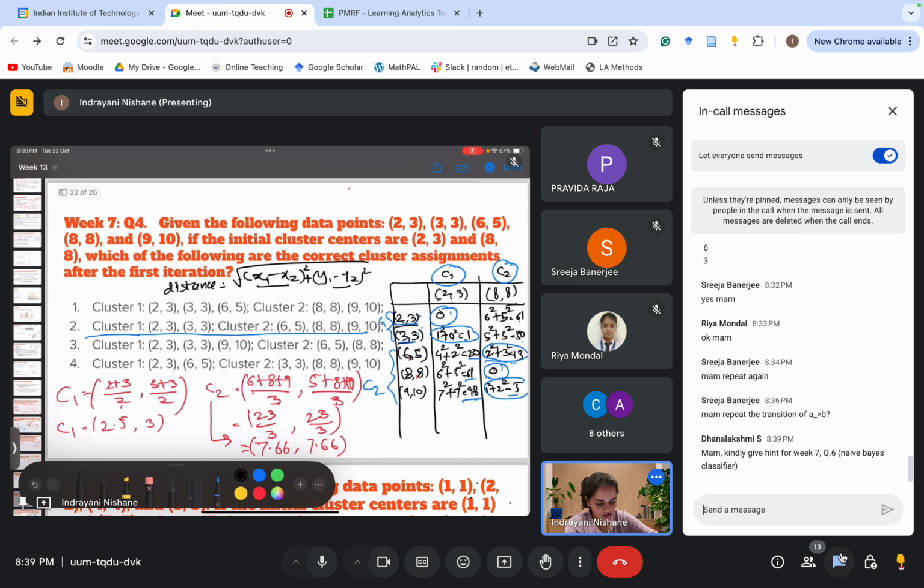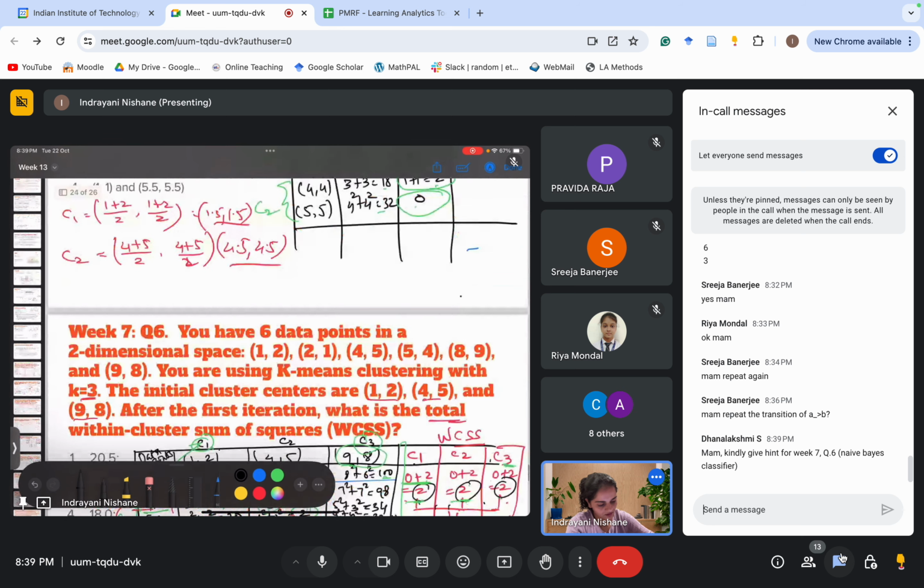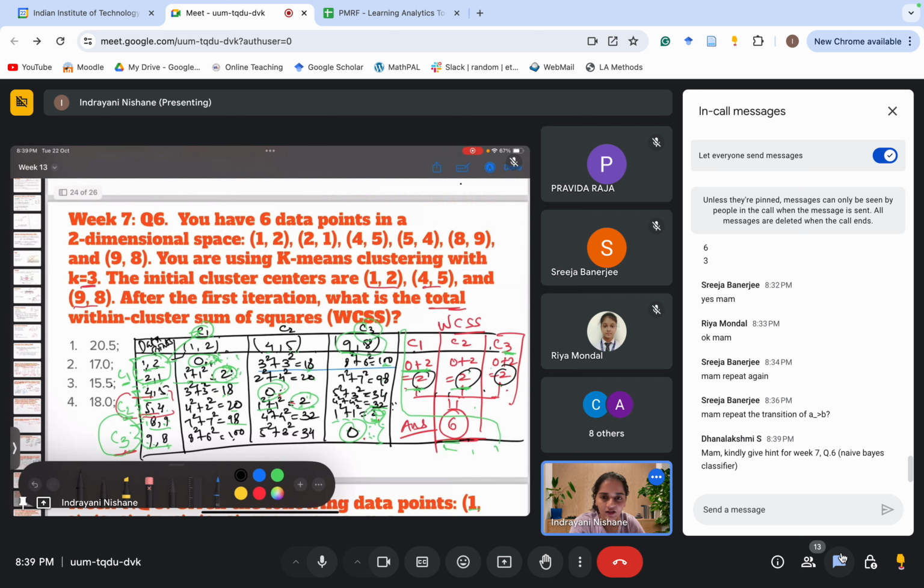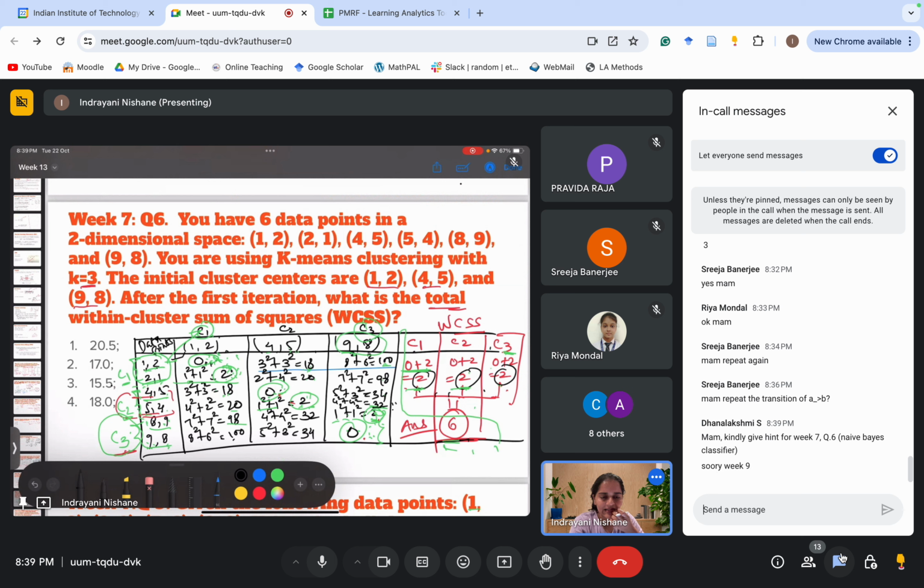Week 7 question 6. This was week 7 question 6, right? K-means clustering. Week 9. Okay. Can you copy paste the question in the chat box quickly?